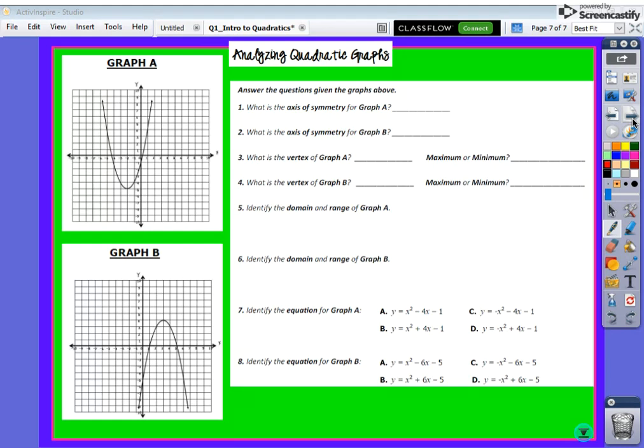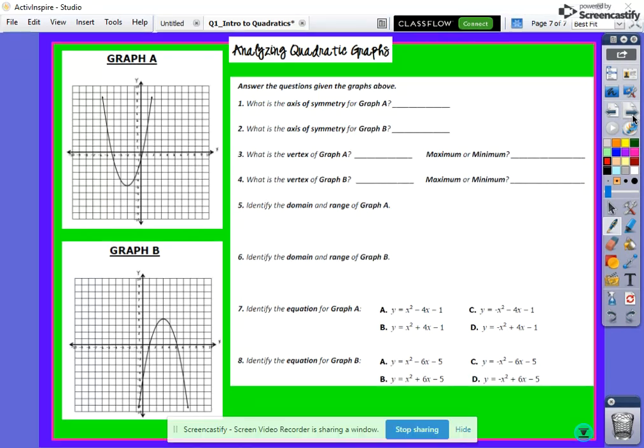We will now look at analyzing quadratic graphs. Take a look at graph A and graph B. Then we'll answer the following questions. Number 1, what is the axis of symmetry for graph A?